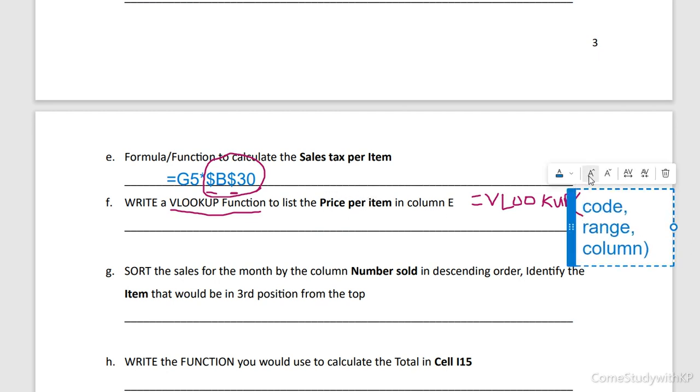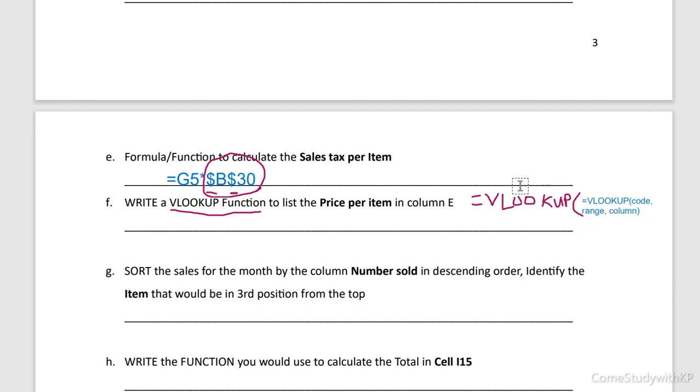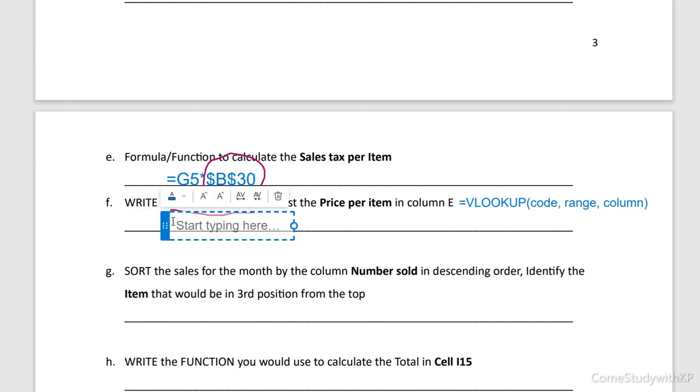Let me fix this a little better so you can see. So equal to VLOOKUP. It's good to remember the formulas so that you can use them in the exam. So knowing that now, let us look for the values. We're going to use our VLOOKUP. So we have equal VLOOKUP. Don't forget your equal sign.